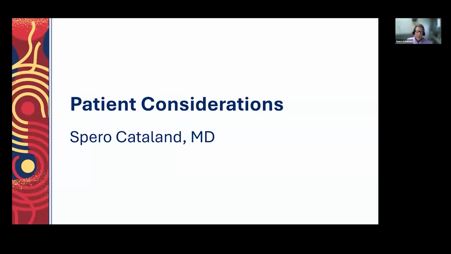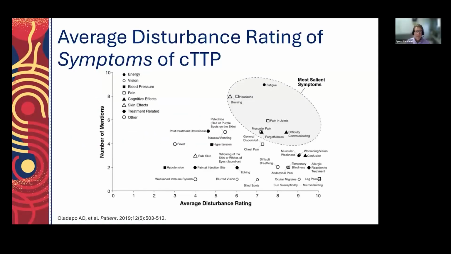In my presentation today, what I'll be talking about are the patient considerations in the treatment of congenital TTP, and maybe a different way of looking at the data that we're all aware of. So this is a very interesting study that was put together, starting with a literature search to understand the most relevant symptoms patients may experience from the published literature. It was then refined by interviews with expert clinicians in the field who take care of these patients. And then about 10 to 12 patients were recruited and were asked regarding these symptoms of congenital TTP.